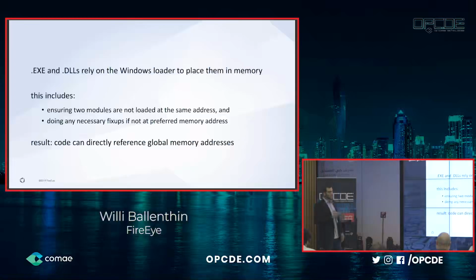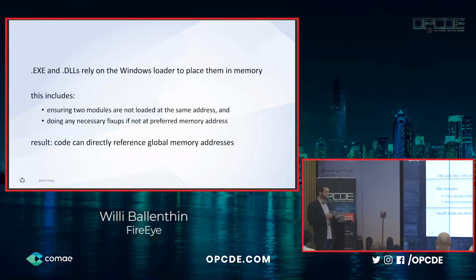So for a Windows binary, a PE, a DLL, something like that, they're going to rely on the Windows loader to take the file off disk, put it into memory, and prepare for execution. As part of that, the Windows loader is going to ensure that multiple modules, that is DLLs, are not getting loaded into the same place, colliding. If that were about to happen, the loader would fix up the system to ensure there's not memory references colliding with one another.